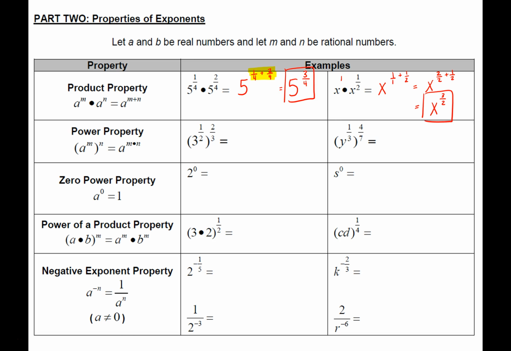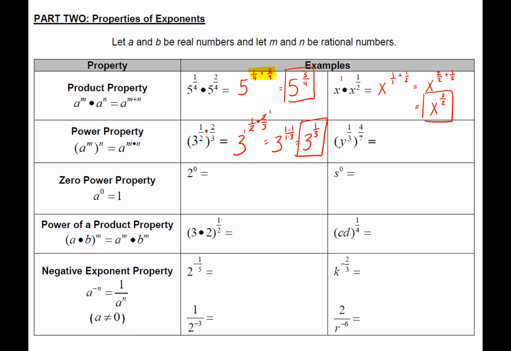The power property is the same as it was before. When you have a base with a power raised to another power, we're going to multiply. So we're going to multiply these two fractions together now. So we have a base of 3. We're doing 1/2 times 2/3. Notice that there's a 2 in the numerator and the denominator. Because this is multiplication for the operation here, those are going to divide out to be just 1. So I have 3 to the 1 times 1 over 1 times 3, which means I have 3 to the 1/3 for my power property application.